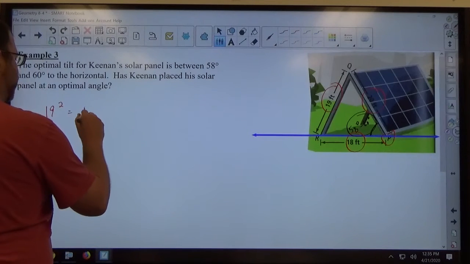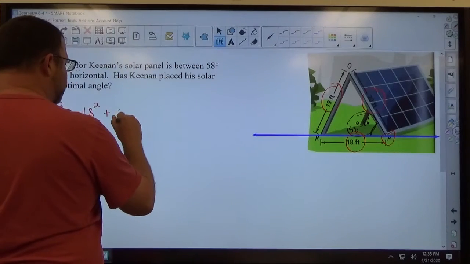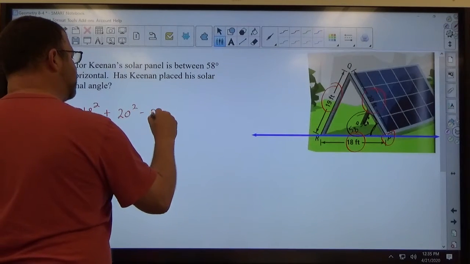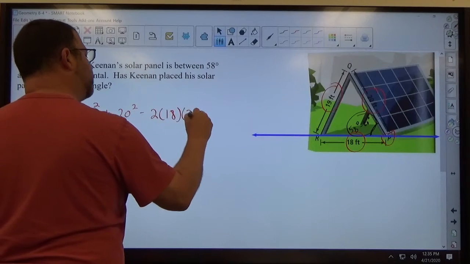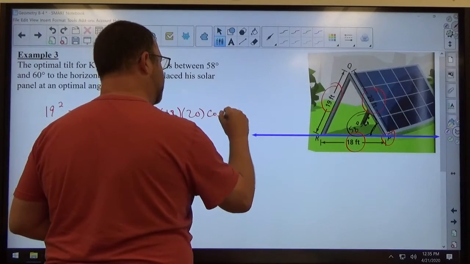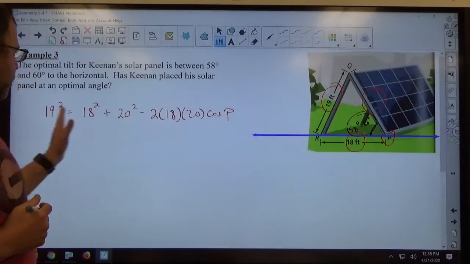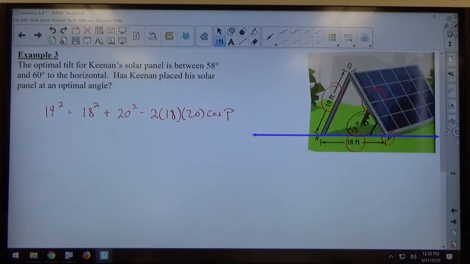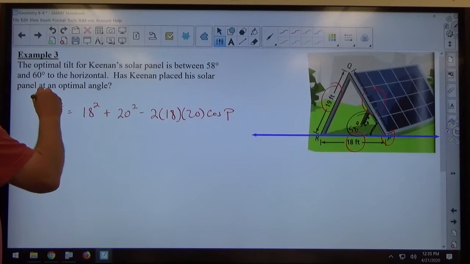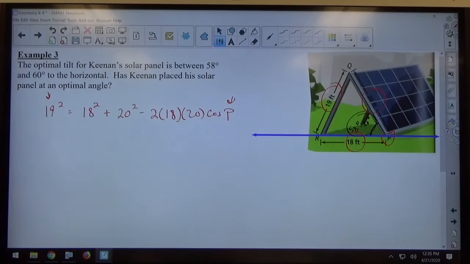equals 18 squared plus 20 squared minus 2 times 18 times 20 cosine of P. So the only thing we don't know is the angle. We know all three sides. So again, we just fill in law of cosines correctly. Make sure this side is opposite this angle and you have it set up right.